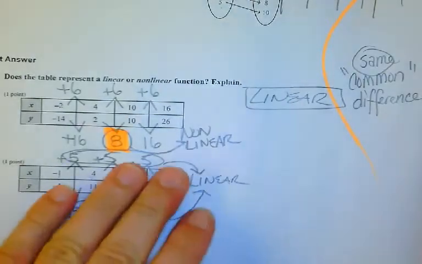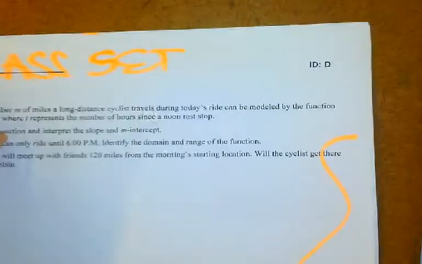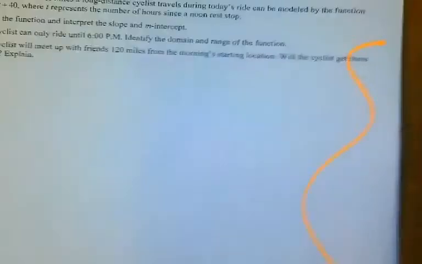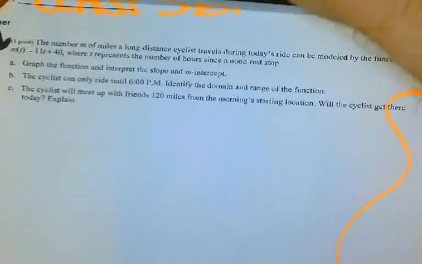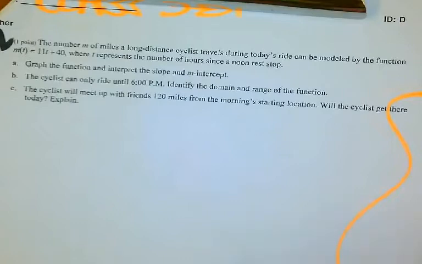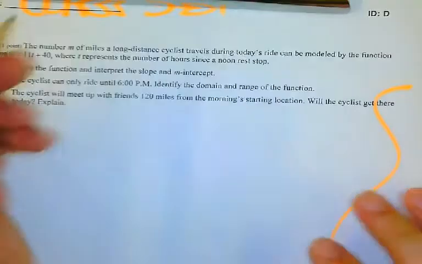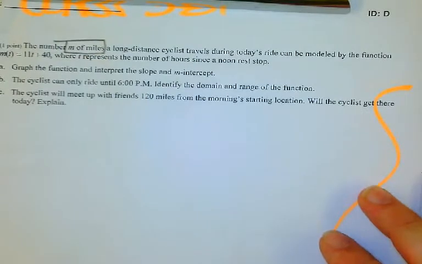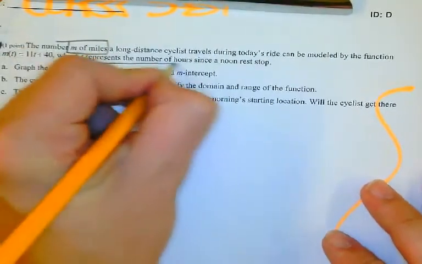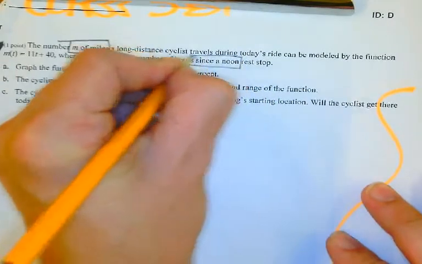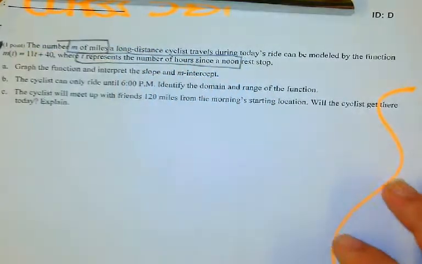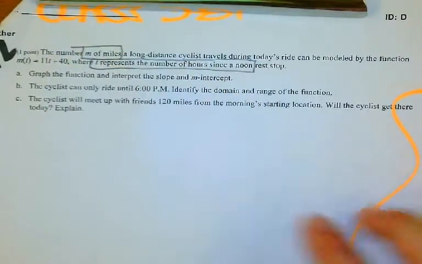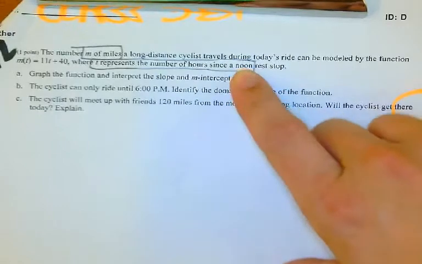All right, our last problem is our real-world application problem. And it's got 3 quick parts. Essentially, you're on a bicycle, and you're going to meet your friend on a bicycle. So they give us M for miles, and we get T for hours since noon.